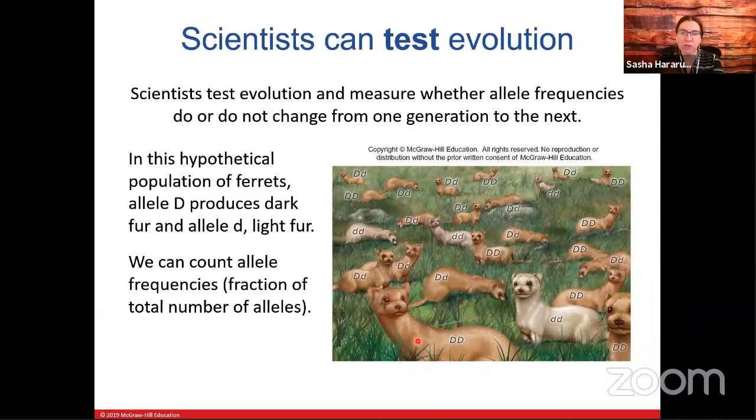So there are two fur colors, the dark one and the tan one. And the two fur colors are encoded by two alleles of the same gene. So capital D is dominant and it stands for dark fur, and lowercase d is a recessive allele and it encodes the tan population if an individual is homozygous recessive.